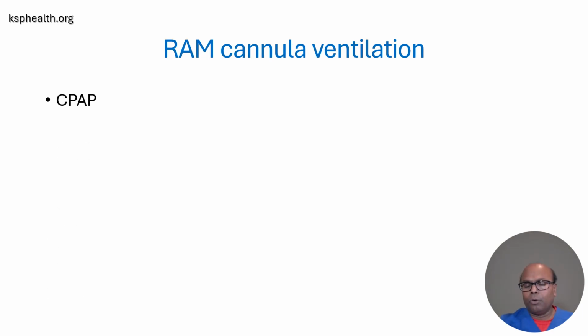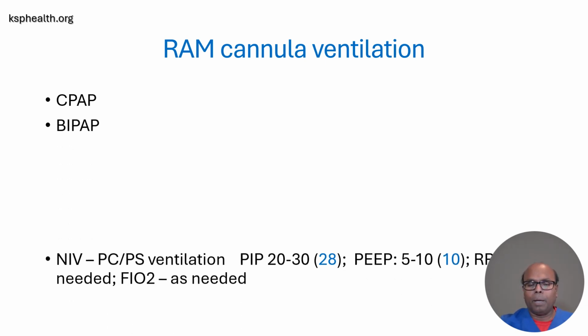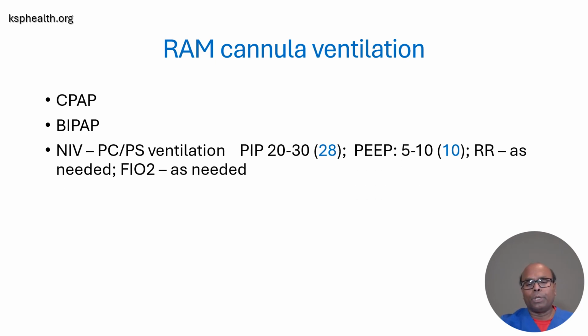As we mentioned earlier, RAM cannula can be used to provide CPAP. It can be used to provide BiPAP, and also one can do pressure control and pressure support ventilation. The typical range of PIP used is 20 to 30, and the PEEP used is 5 to 10, and the respiratory rate as needed, and the FiO2 as needed.